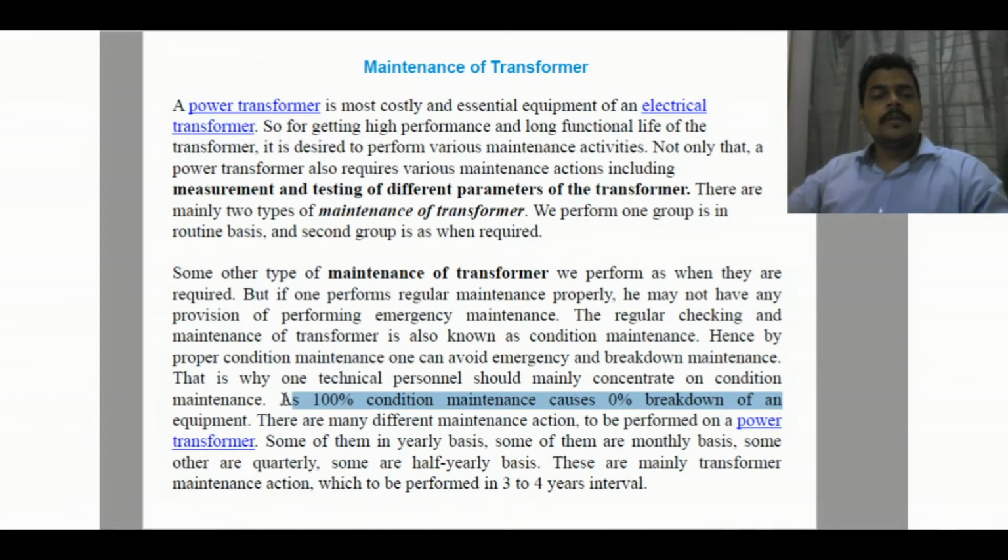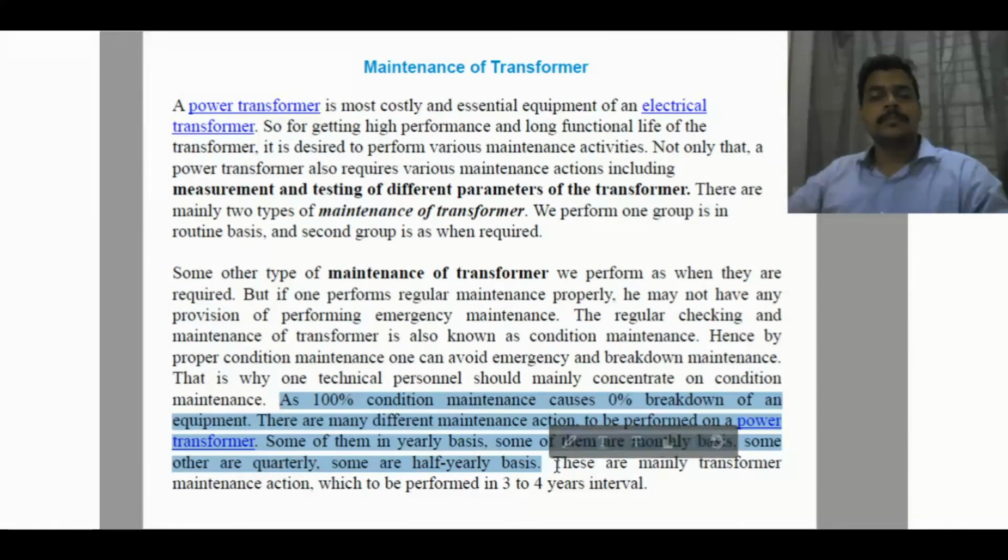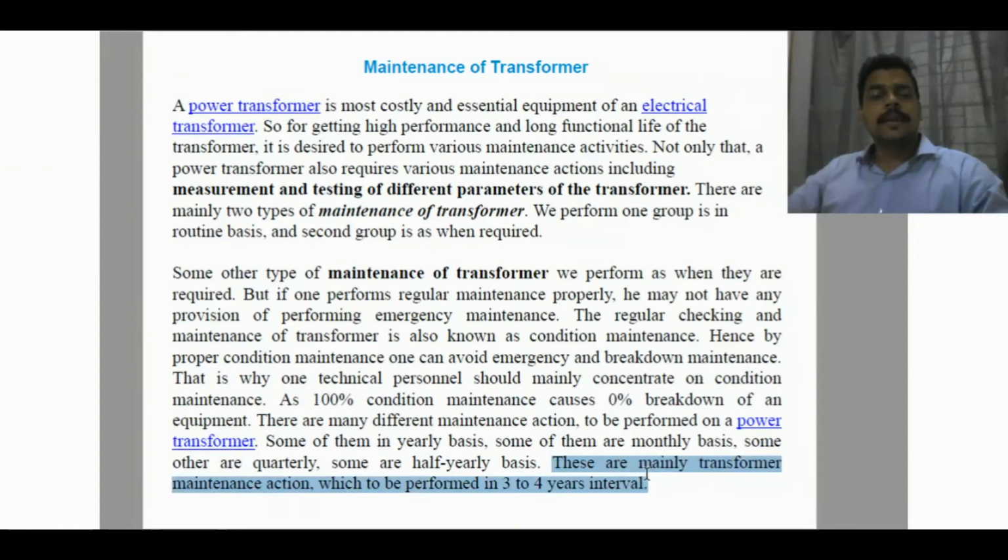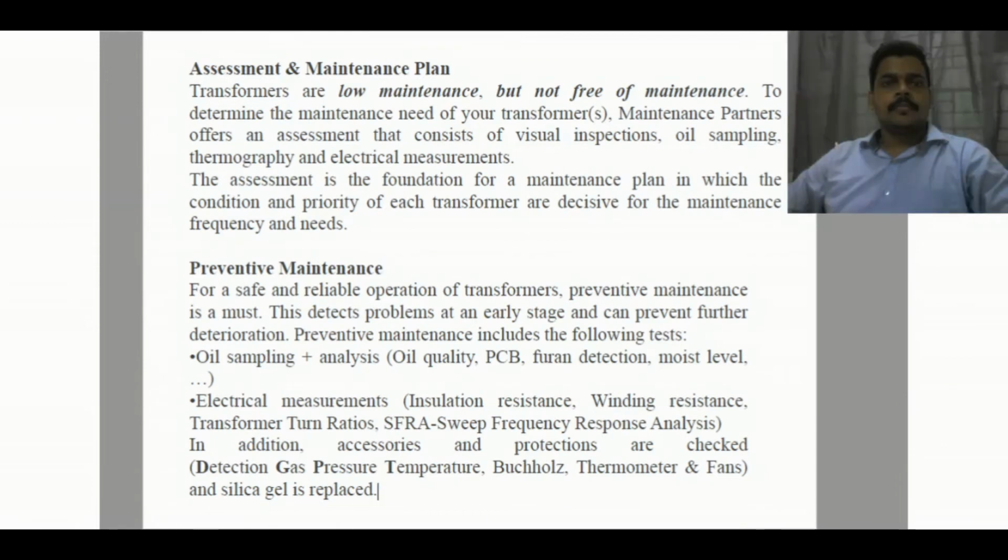Now there are many different maintenance actions to be performed on the power transformer. Some of them are on a yearly basis, some monthly, some quarterly, and some half yearly. This is the time frame to do the maintenance. These are mainly the transformer maintenance actions which are to be performed at 3 to 4 year intervals.